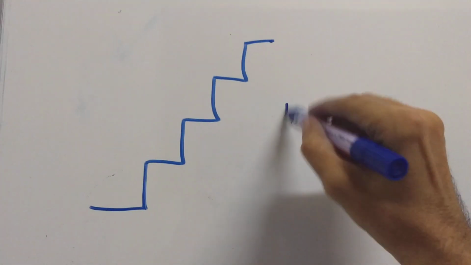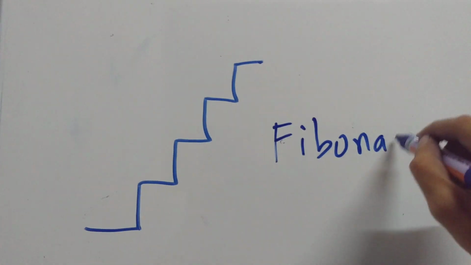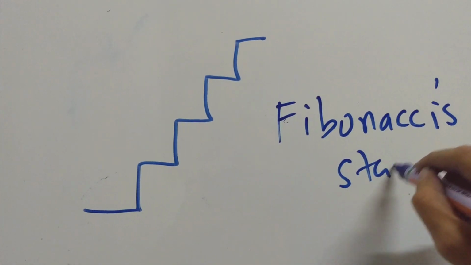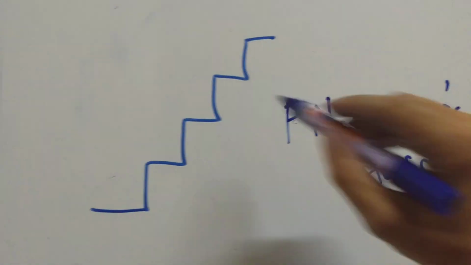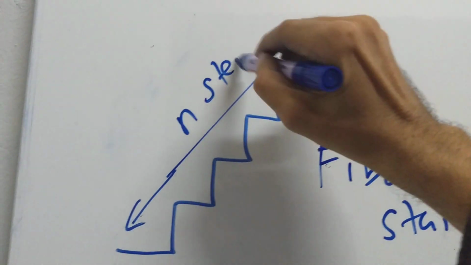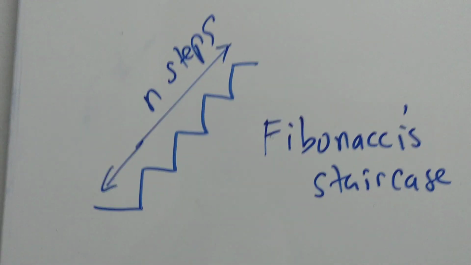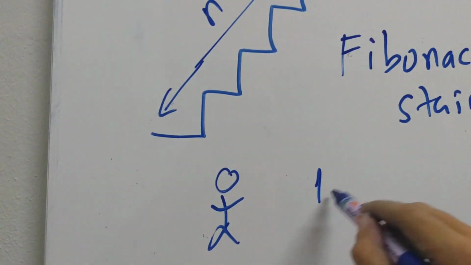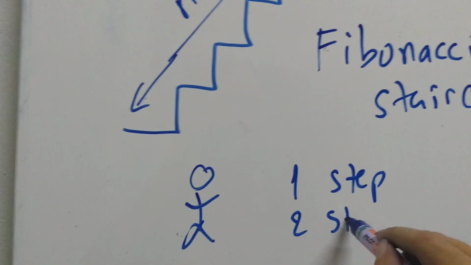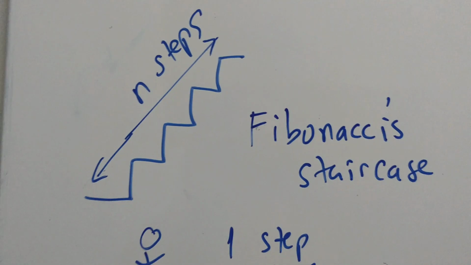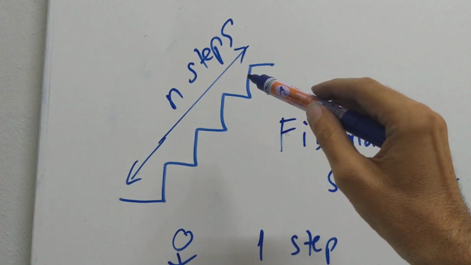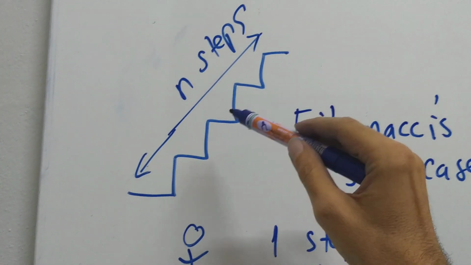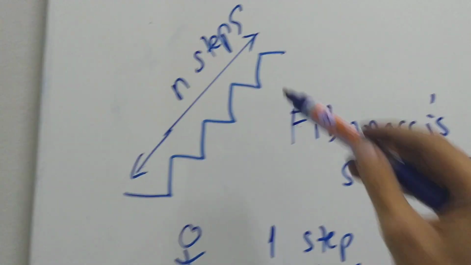Staircase, but it's not just any staircase, it's Fibonacci staircase. And we're going to figure out how many ways there are for this guy to climb Fibonacci staircase. He can take one step at a time or two steps. And the question is, how many ways are there for him to go up n steps? He can do one step or two and then one, or any combination of that.